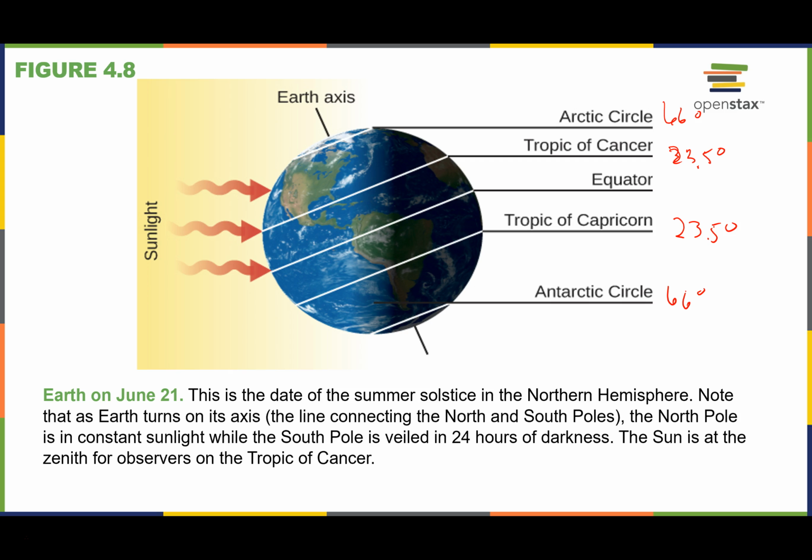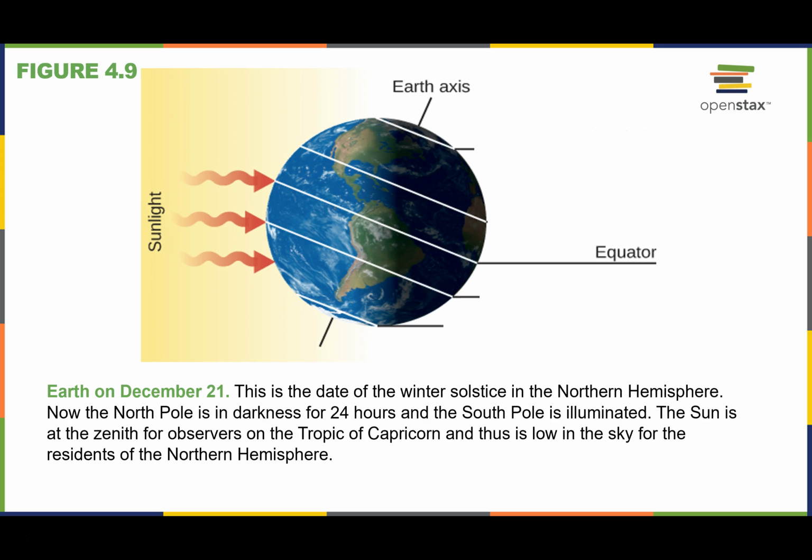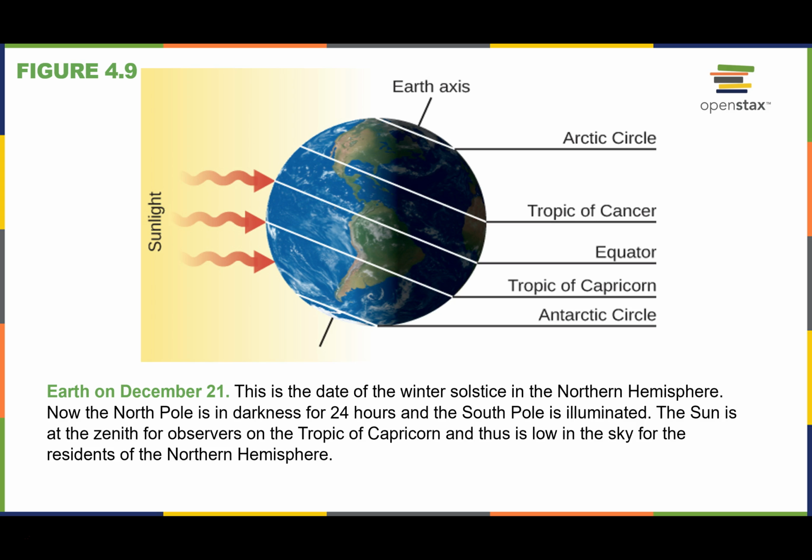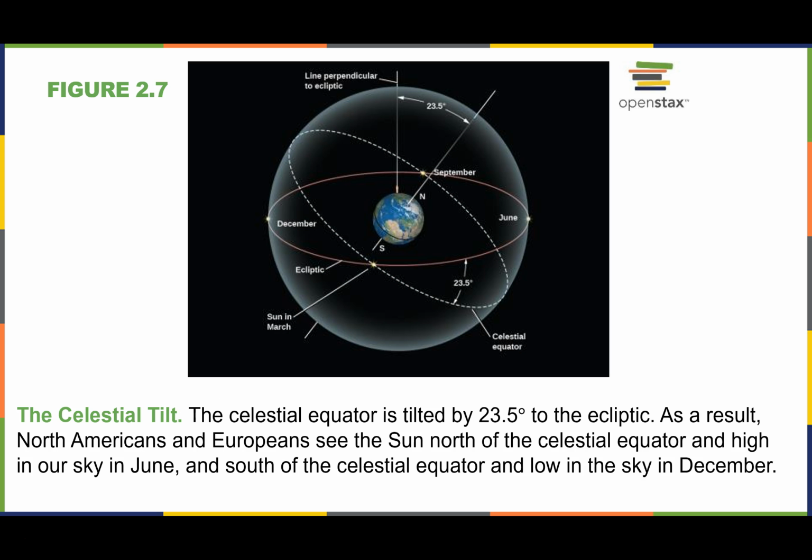Okay, so this is actually showing you where rays are most intense. This is the summer solstice, they said. So rays are most intense at the Tropic of Cancer. This is the winter solstice. Rays are most intense over the Tropic of Capricorn. Just like the video said. All right, so what's this?